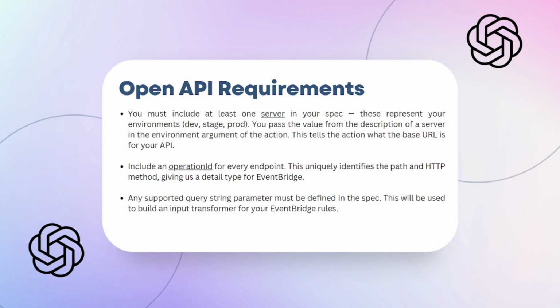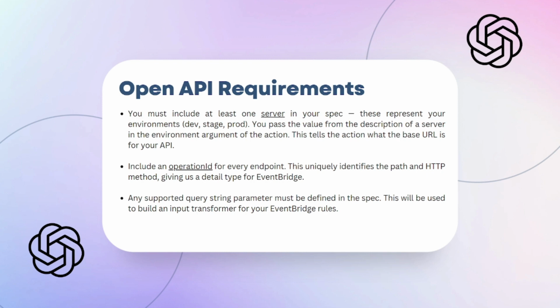So let's talk about the fields you need to include in your spec for this action to work. Number one is you must include at least one server in your spec. These represent your environments: dev, stage, prod. You pass a value from the description of a server in the environment argument of the action. This tells the action what the base URL is for your API.